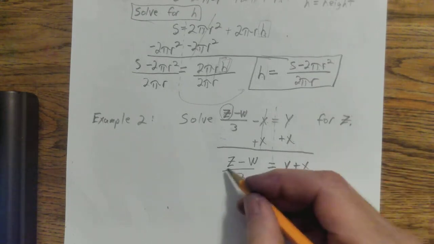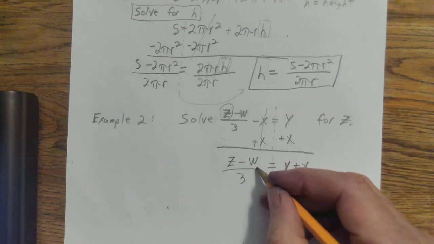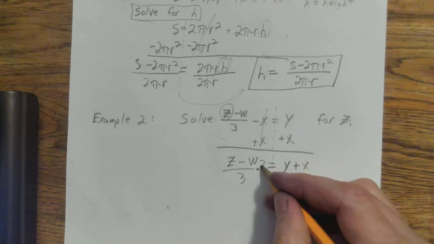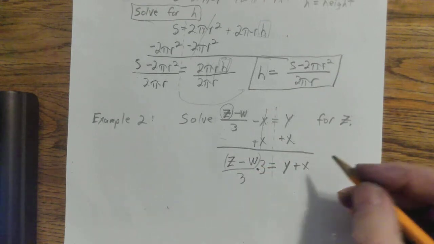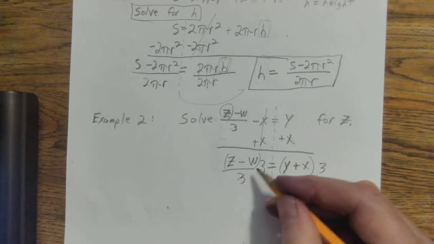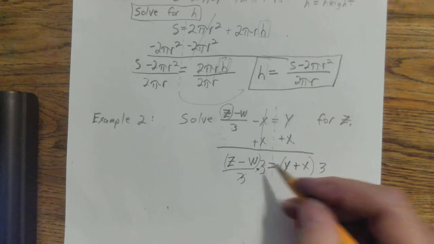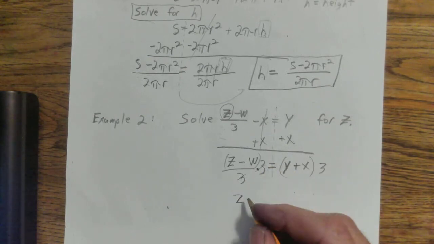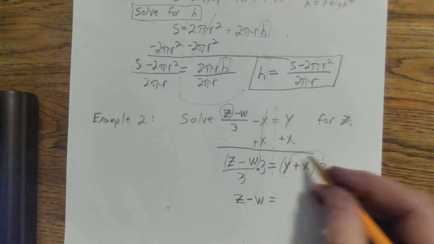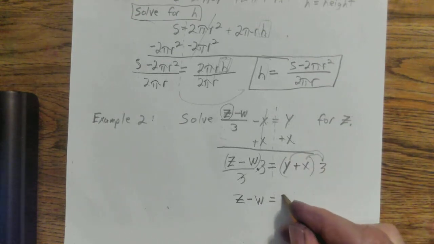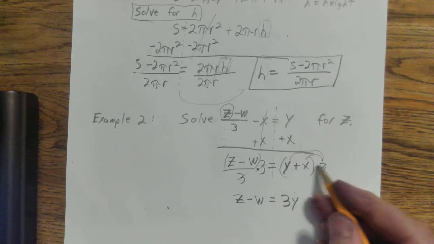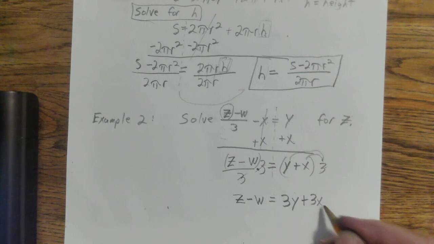Now, next thing I would do is undo the division by 3 by multiplying by 3. I'll put this in parentheses, and multiplying both sides by 3. That 3 for the division and that 3 for the multiplication cancel out. So I've got z minus w equals, and when I simplify, I think I'll use the distributive property, y times 3, which I'll write as 3y, and x times 3, which I'll write as 3x.